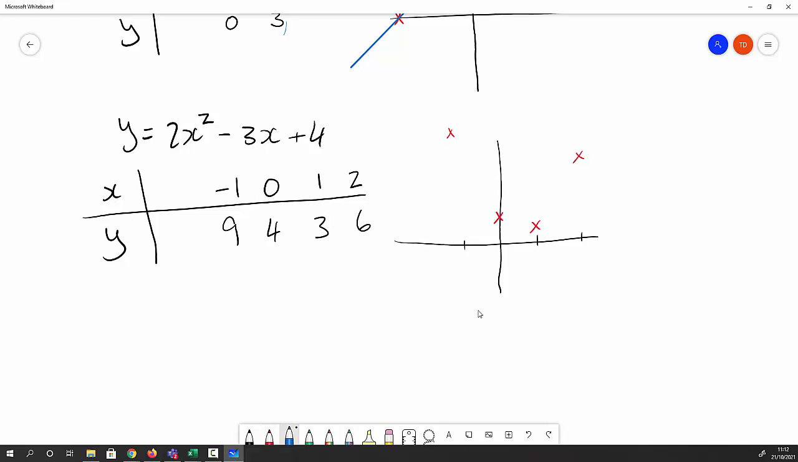So we're going to get a curve that looks something like that. Okay, I've not quite got the data points. So what we've got is a curve, and these quadratics are always symmetric, so the minimum point is going to be about here somewhere.